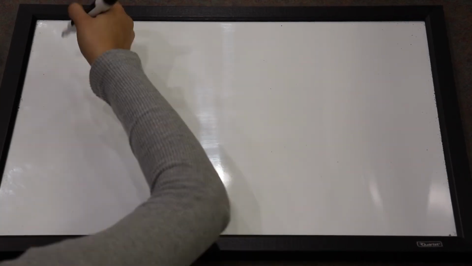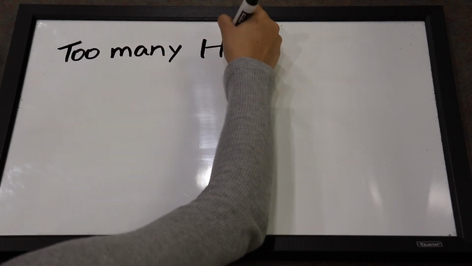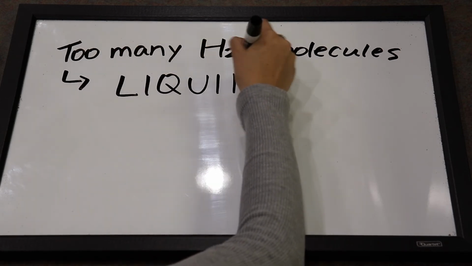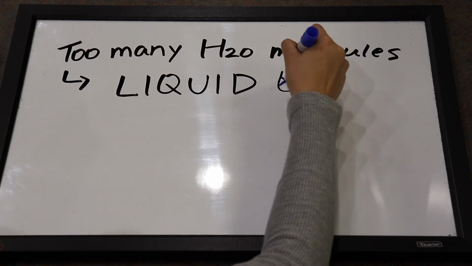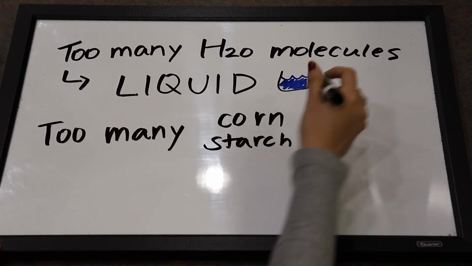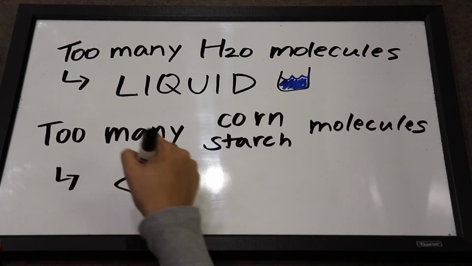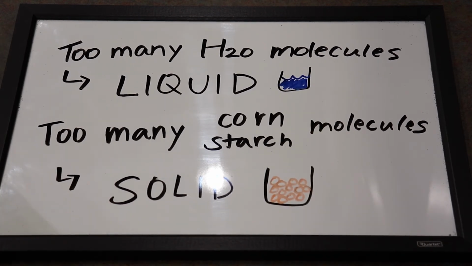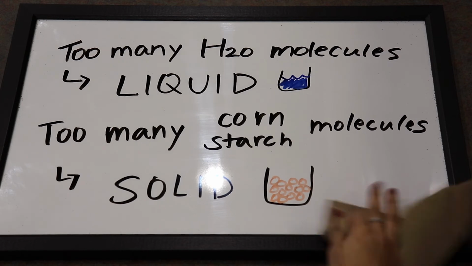As a non-Newtonian fluid, the ratio of cornstarch molecules to water molecules needs to be within a certain range. If there are too many water molecules, then the suspension will behave as a liquid. If there are too many cornstarch molecules, the suspension will behave as a solid, because there are not enough water molecules in between the cornstarch for them to slide past each other. In this area, there is now a majority of cornstarch, so it behaves as a solid.